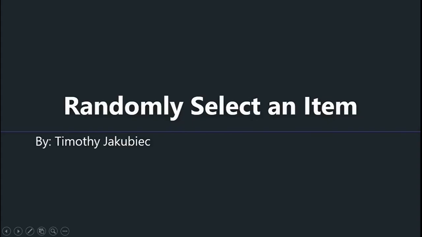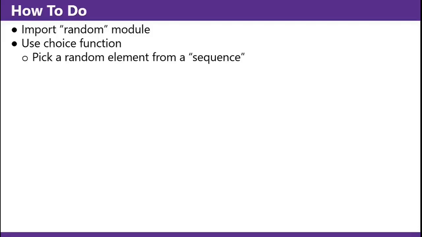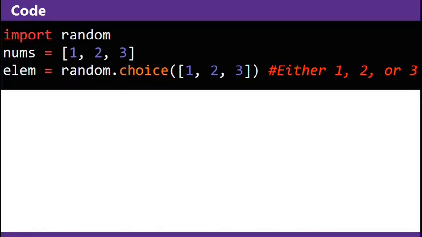How to randomly select an item from a list in Python. Import the random module, use the choice function, and pick a random element from a sequence, where a sequence is a collection of objects where each object has an index. Import random, make a list of numbers, and an element from that list is random.choice. It could be either 1, 2, or 3.